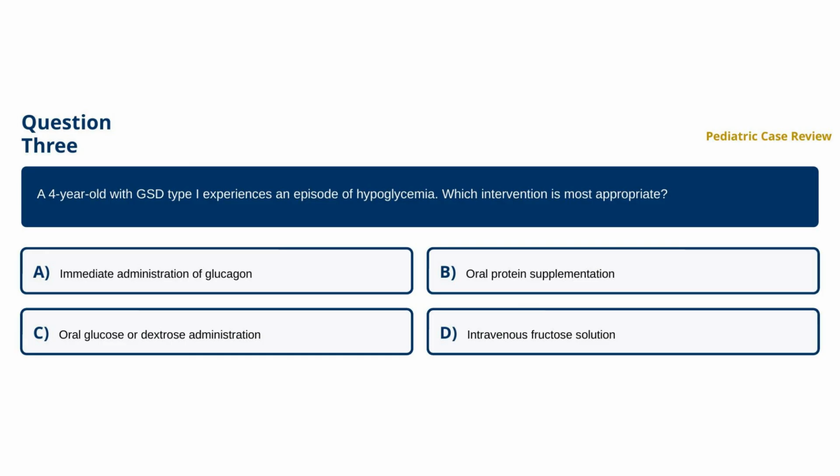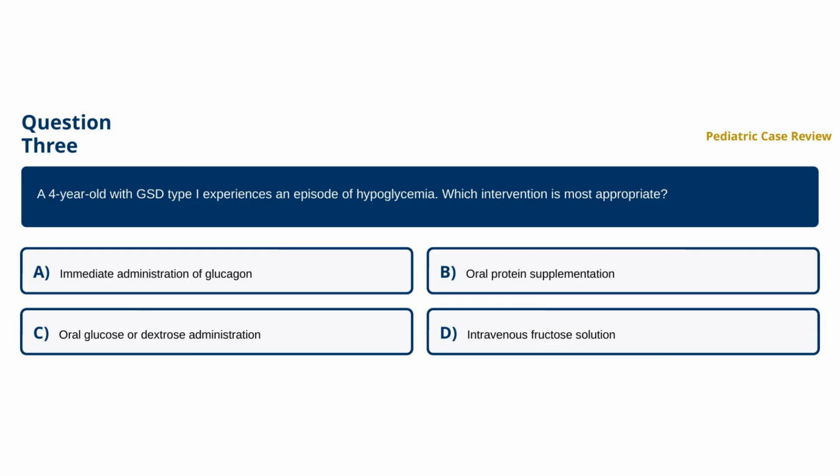A 4-year-old with GSD type 1 experiences an episode of hypoglycemia. Which intervention is most appropriate? Option A, immediate administration of glucagon. Option B, oral protein supplementation. Option C, oral glucose or dextrose administration. Option D, intravenous fructose solution.